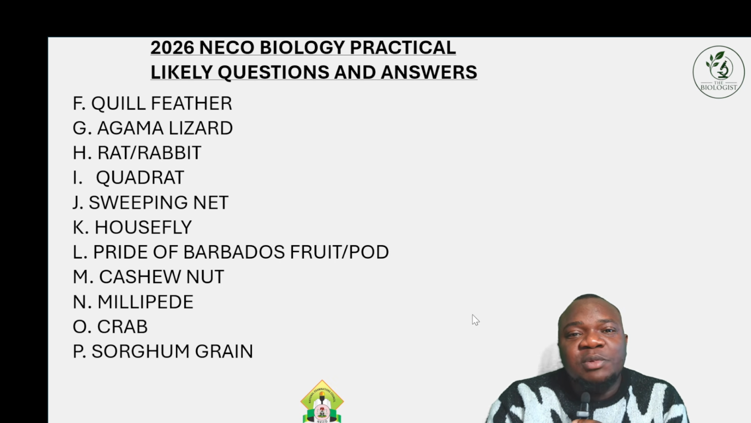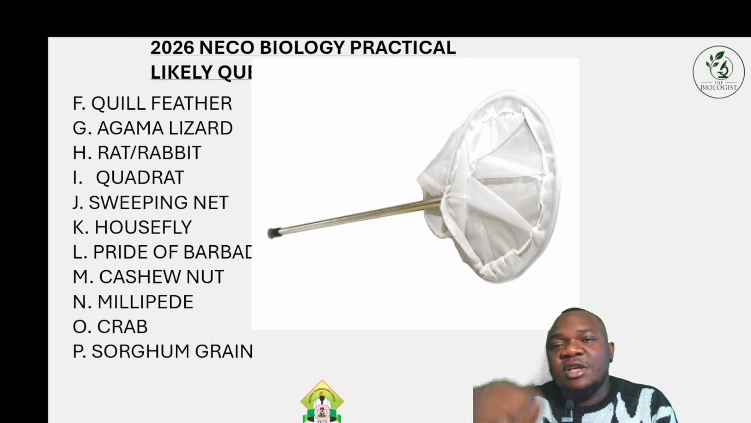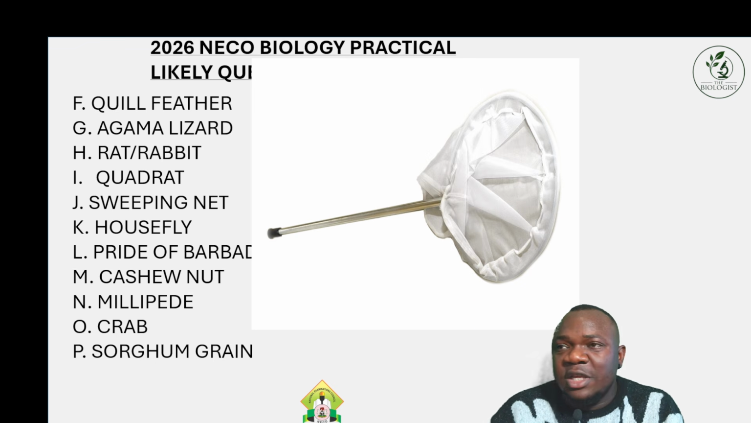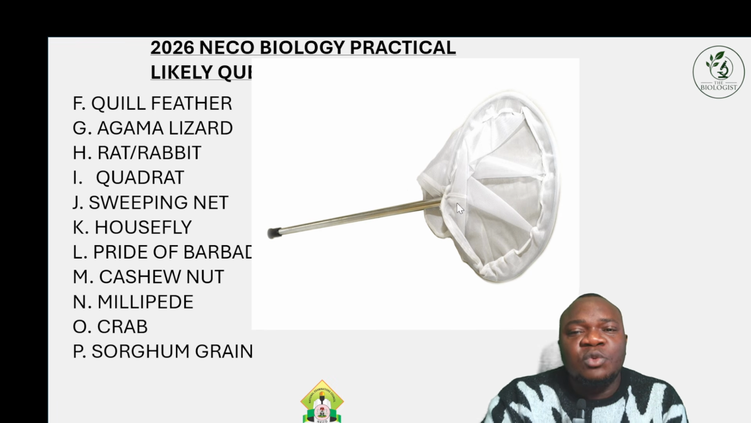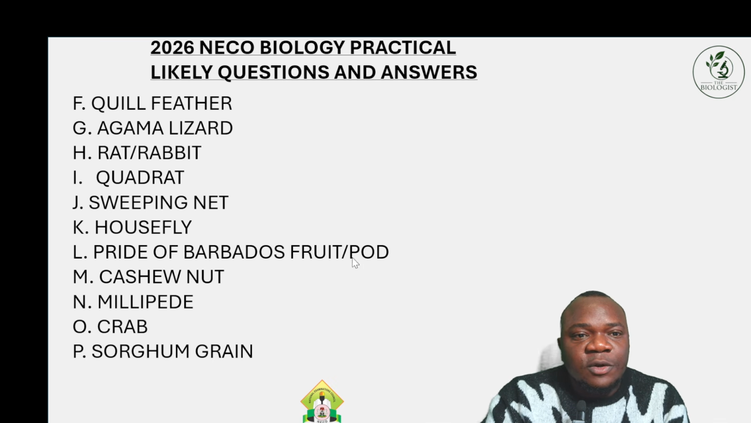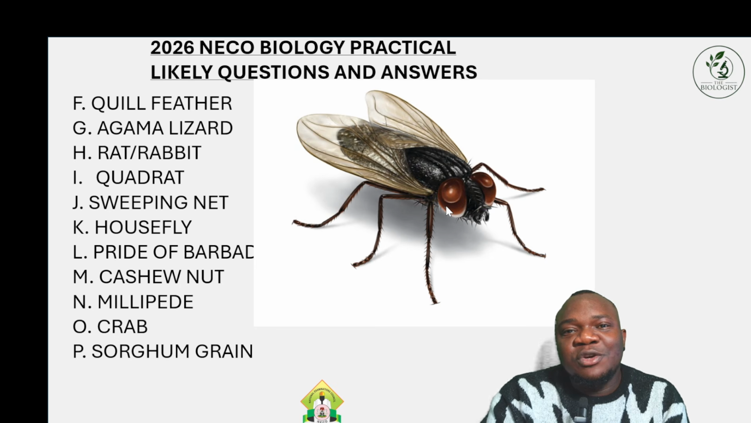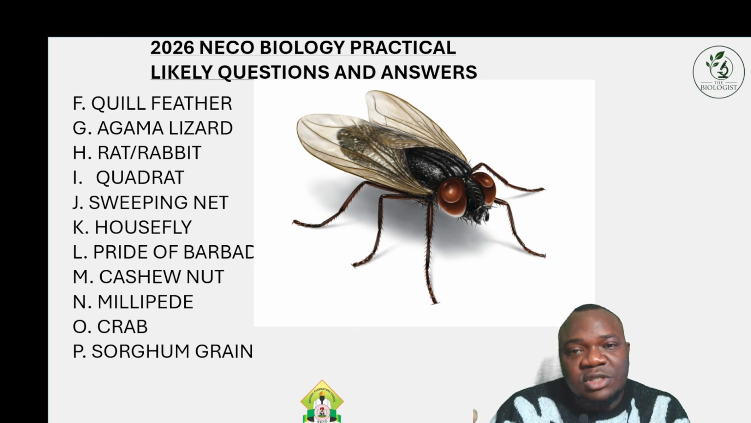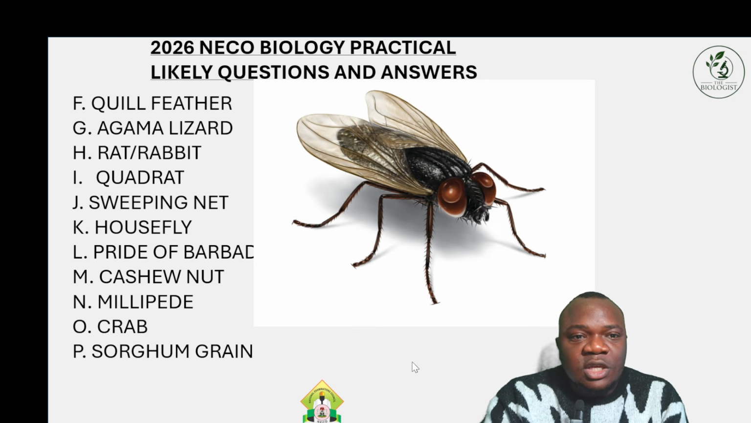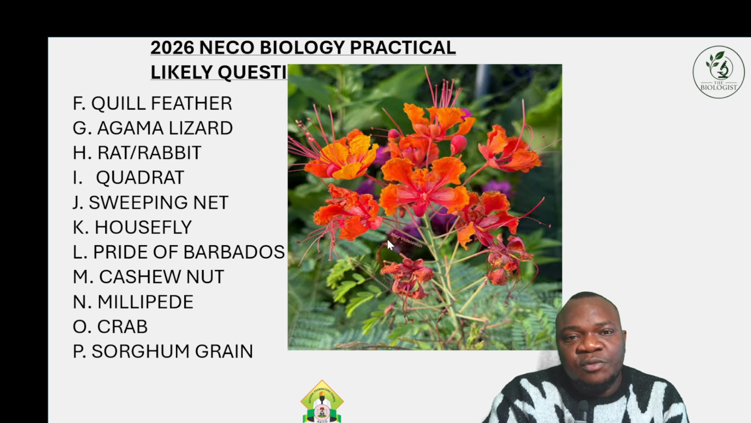Your sweep nets: when we were very small, we would go to the bush to catch insects, not in the forest, but in the savannah and other bushy environments. We use the sweep net to catch insects. Then the housefly, which we know is very notorious. When you drop food, you see houseflies around it. Very common. Then you have a plant called the pride of Barbados. So this is the pride of Barbados.